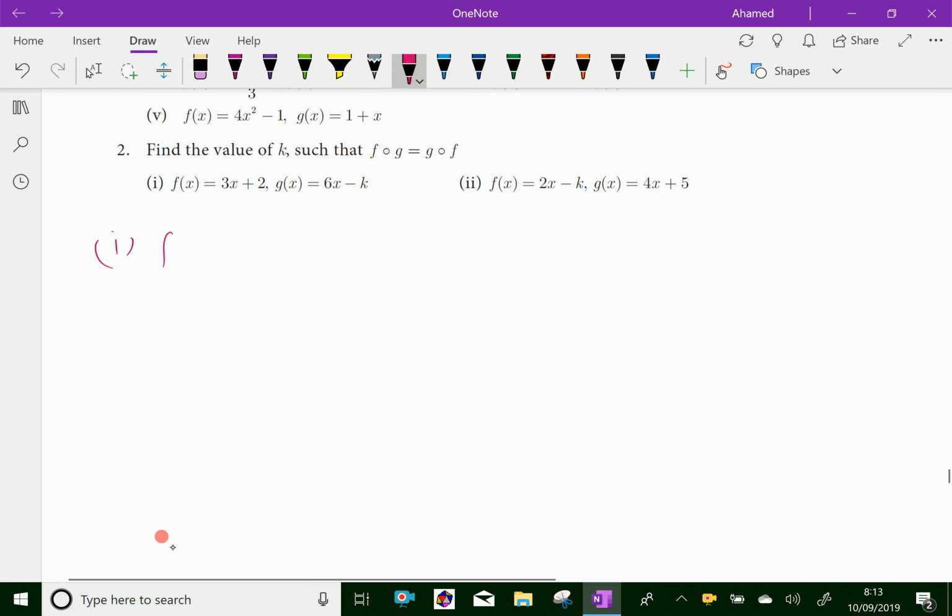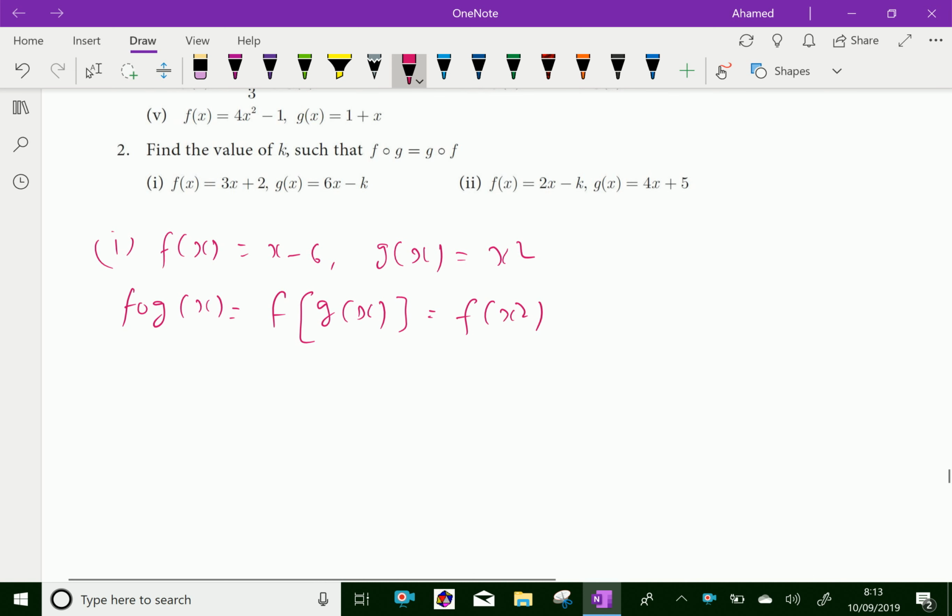f of x is given as x minus 6 and g of x equal to x square. Let us find fog x, which means f of g of x. Here g of x is x square, which we substitute in f of x, that is x square minus 6.